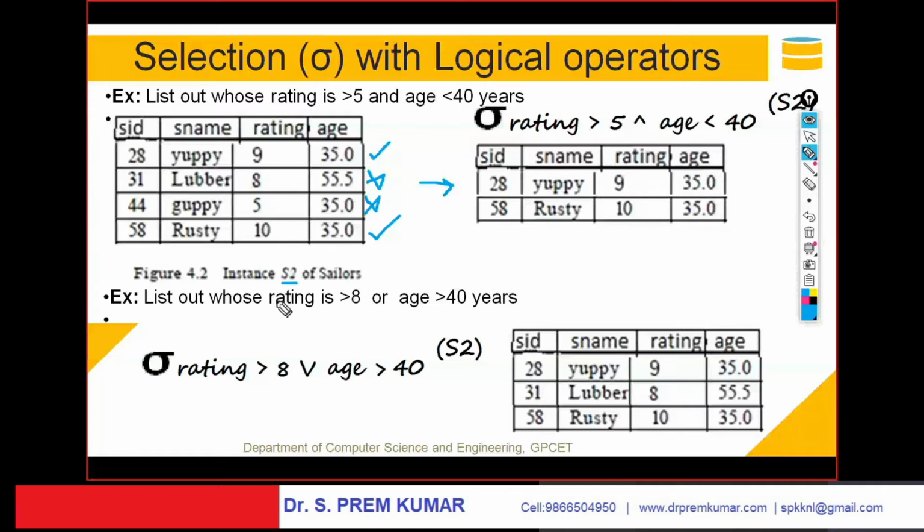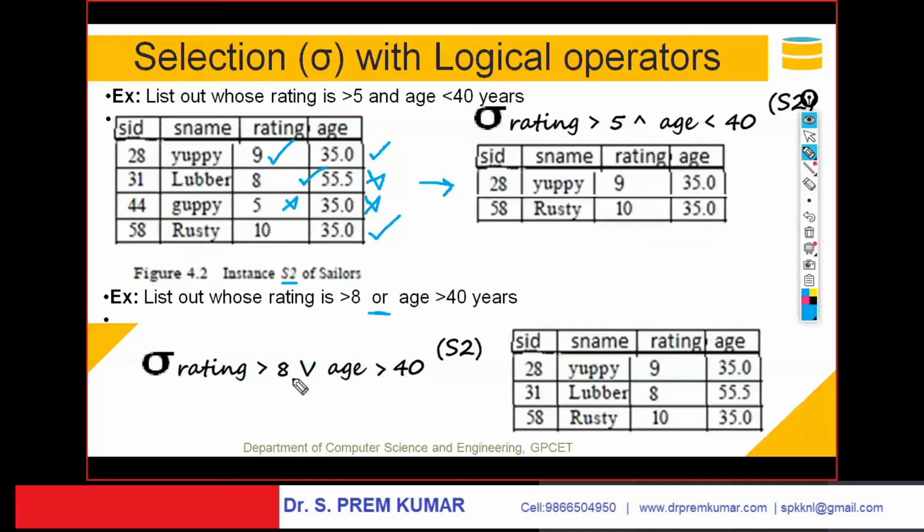Take this example. List out those whose rating is greater than 8 or age greater than 40. Rating may be greater than 8 or age can be greater than 40, any of the conditions. For UP, age greater than 40 is false, but rating is greater than 8. For Lubber, age greater than 40 is yes, and hence Lubber is considered. Coming to this one, rating greater than 8 is false and age greater than 40 is false, so this is false.